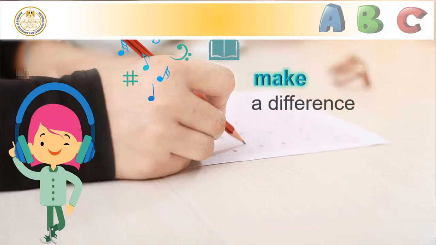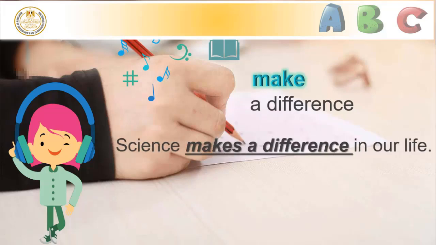Next collocation is make a difference. طبعا لو نقول make يعني يصنع. We a difference بمعنى اختلاف. طيب together it means make a difference بمعنى يحدث فارق أو يحدث اختلاف. Let's check with an example. Science makes a difference in our life. Science العلم makes a difference يحدث اختلاف in our life.